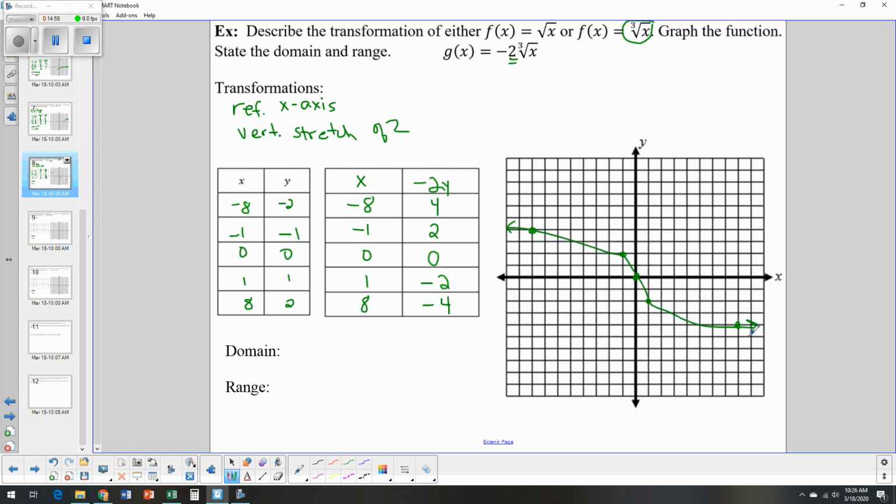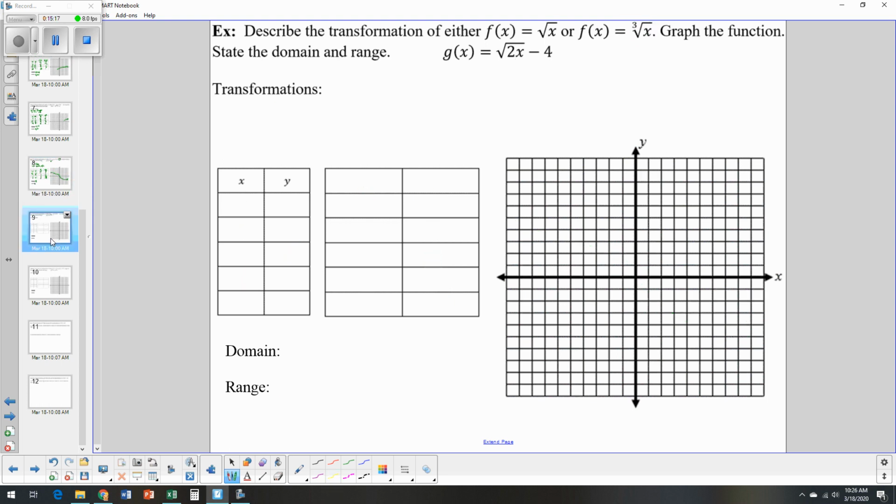All right, probably definitely not as straight here as I would have done normally, but it should be a little more curvy, right? Our domain for our cube roots, all real numbers. Our range, all real numbers. All right? Try another one together.